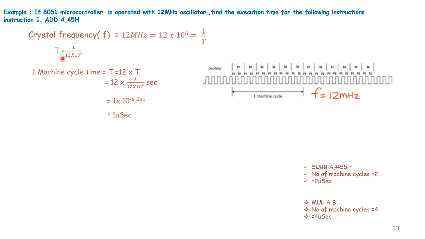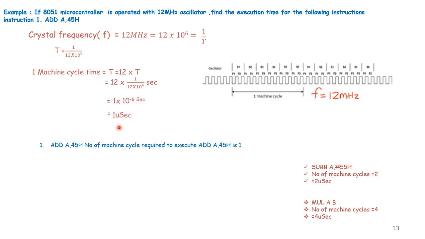So this period will be 1 upon the frequency. 12 megahertz means 12 into 10 raised to 6. One machine cycle, as we know, needs 12 periods. So 12 into T, the clock period, will be 12 multiplied by 1 upon 12 into 10 raised to 6 seconds. The 12 gets cancelled, and that is nothing but 1 into 10 raised to minus 6 seconds, that is a microsecond. So this is the machine cycle time.